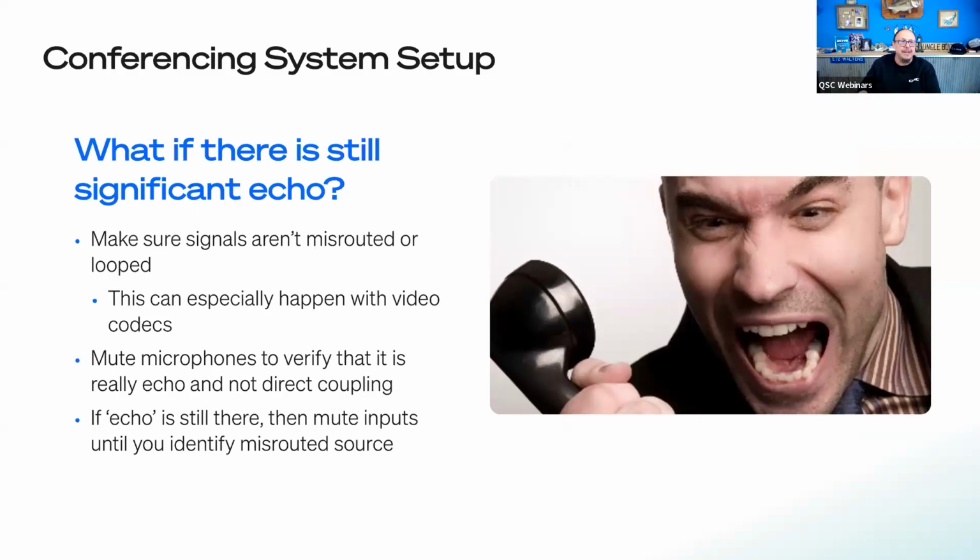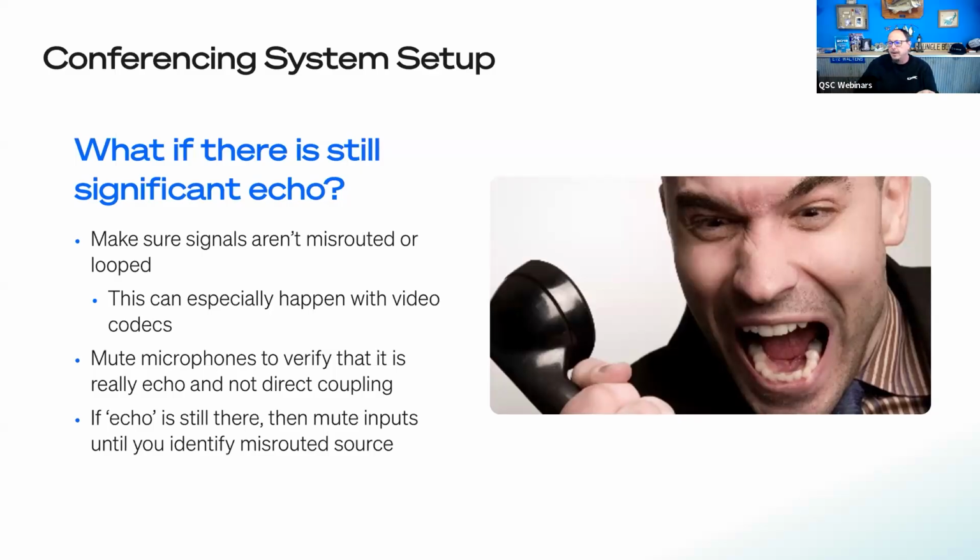What if you still have significant echo and you've done all of this stuff? Well, make sure that your signals aren't misrouted or looped. This can especially happen with old-fashioned video codecs. A lot of times they would push a signal back, right? Because they'll have a reinforcement output and it's already got everything subtracted. Then you can go through, but you can mute microphones to verify that it's really echo and you're not just direct coupling a microphone back into the signal.